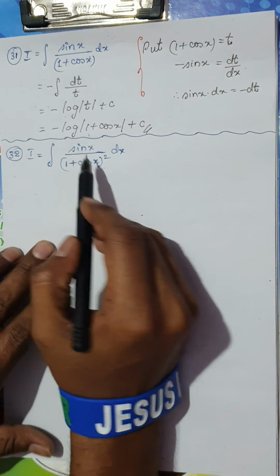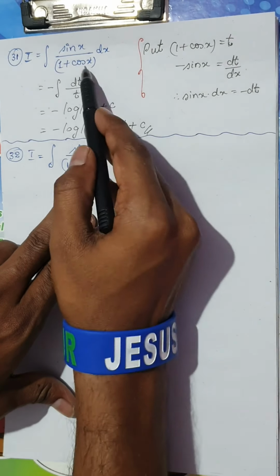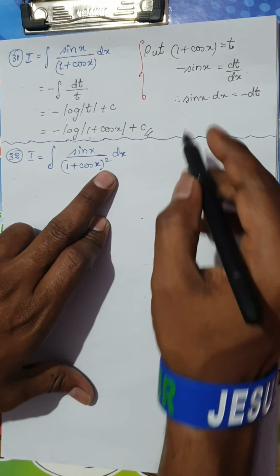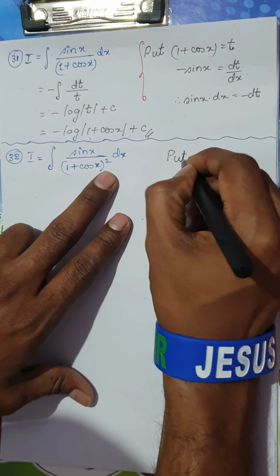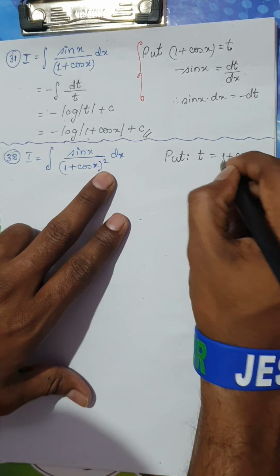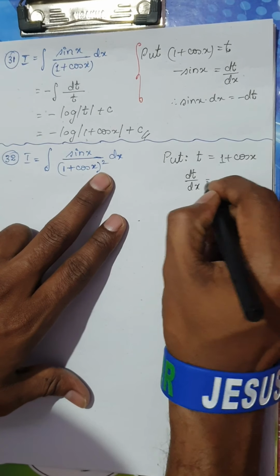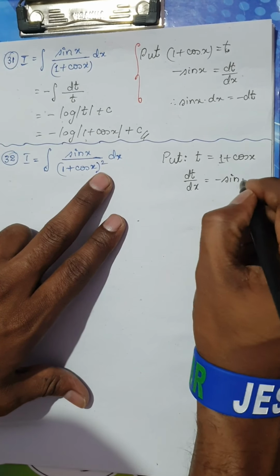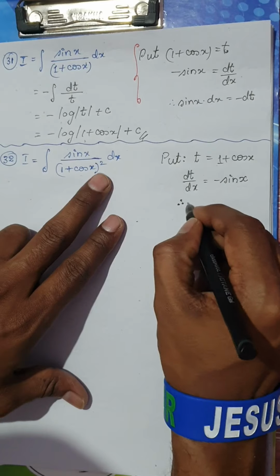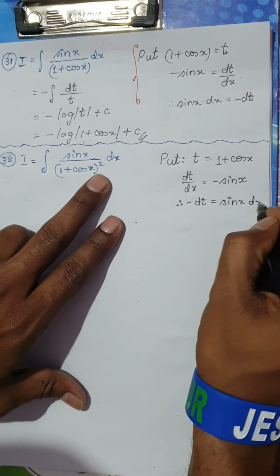So my next integral is very similar to the previous question: sin x divided by 1 plus cos x whole square dx. The previous question was just sin x divided by 1 plus cos x. Here I have sin x divided by 1 plus cos x whole square. Even here I will substitute the same way. I will put t as 1 plus cos x. If you differentiate with respect to x, dt by dx would be, 1 is a constant, derivative of cos is minus sin. Therefore, taking the minus outside, minus of dt would be sin x dx.